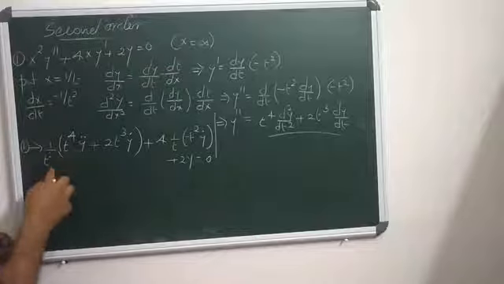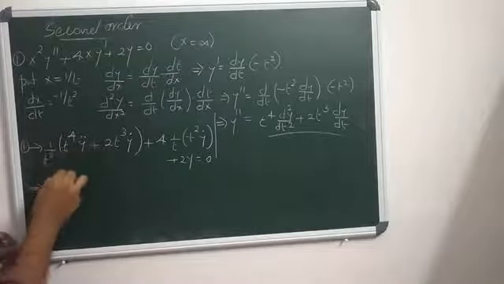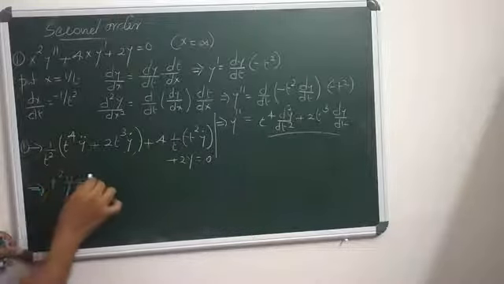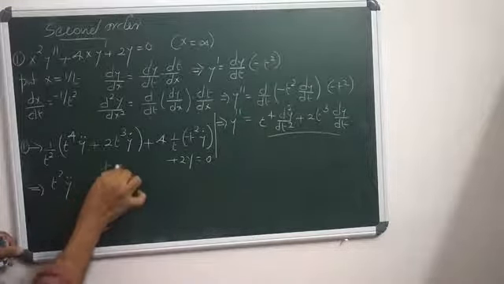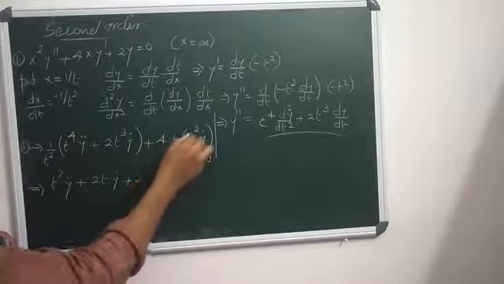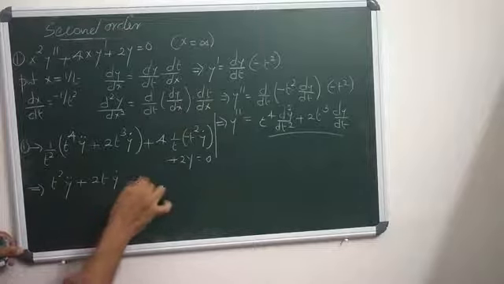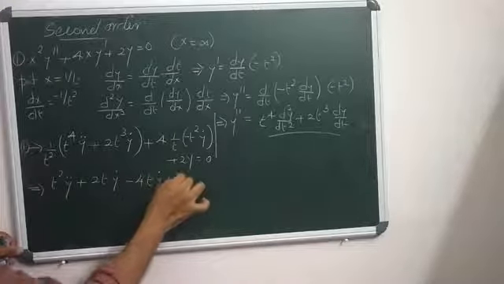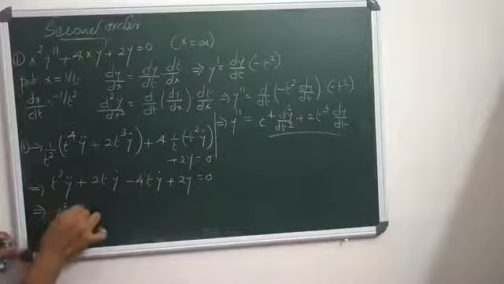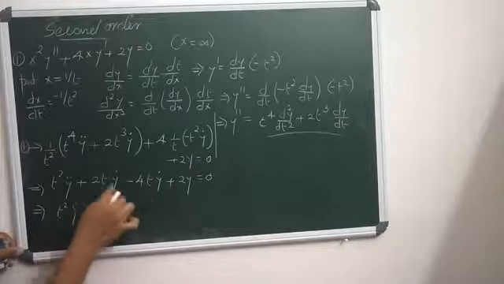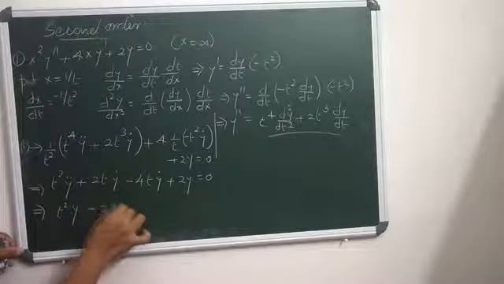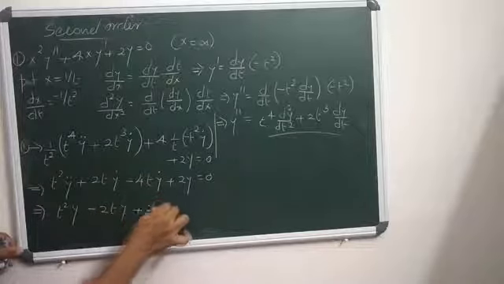So that means 1 by t square. What do you get? It is t square y double dot, then plus 2t y dot, again plus 4 into minus t square, so it is minus 4t y dot plus 2y equals 0. So that means it is t square y double dot plus 2t y dot minus 4t y dot, means it is minus 2t y dot plus 2y equals 0.